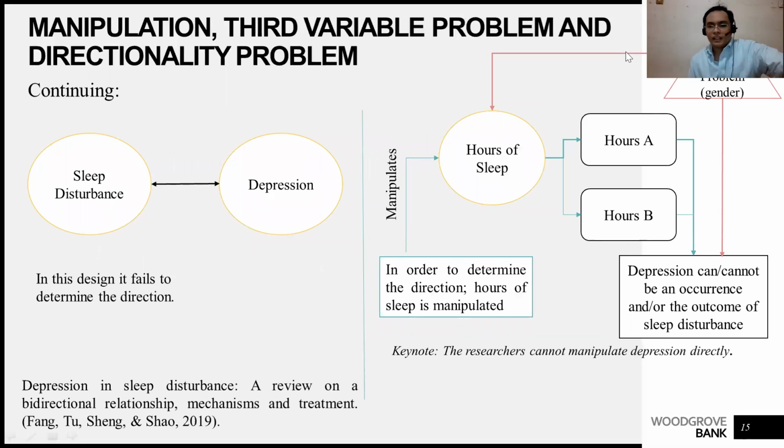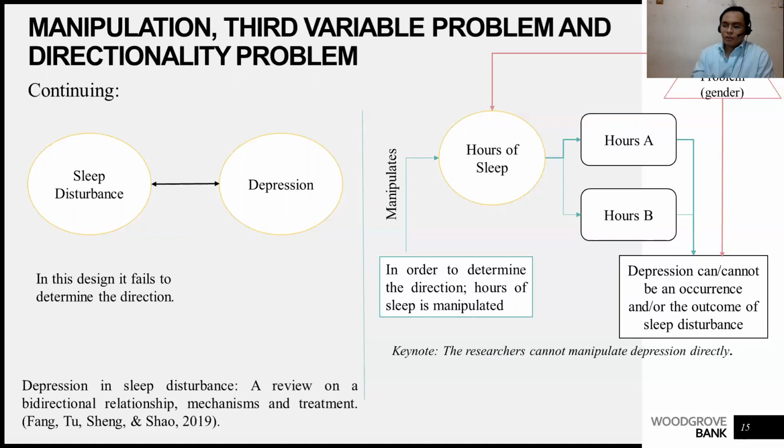So here's a diagram of how they came up with the idea, with manipulation, the third variable problem, and the directionality problem. In the first area, on the left side, they do not know if the sleep disturbance comes first or the depression. So in this design, it fails to determine the direction. That's what we call the directionality problem.